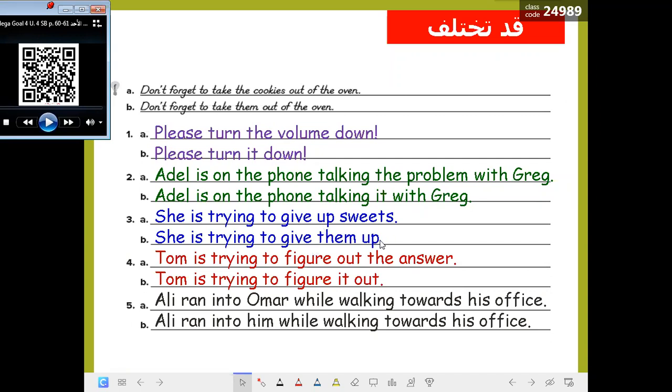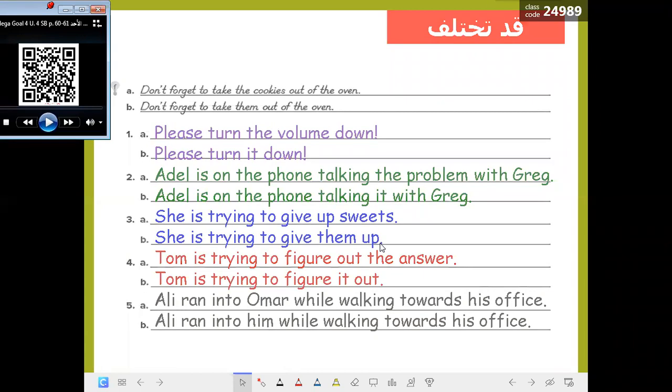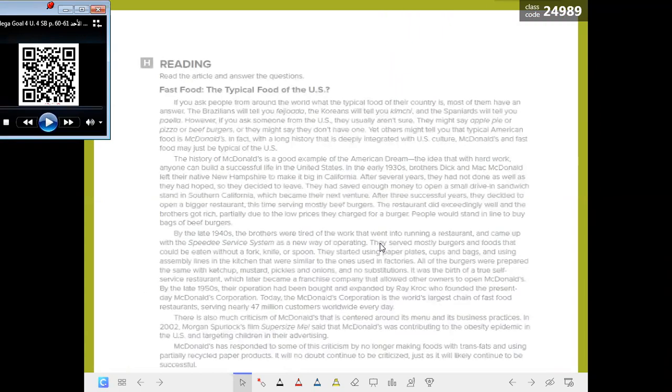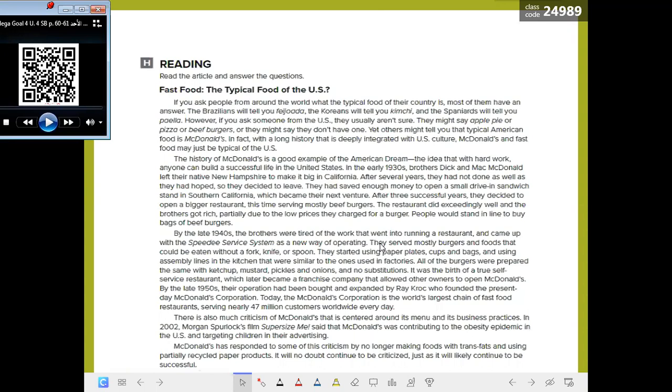Okay, now my dear students, let's go to the new lesson of today. It's on page 41, as I told you. So now I want a student to start reading this article to know all the information related to it and discuss some points related to this article.